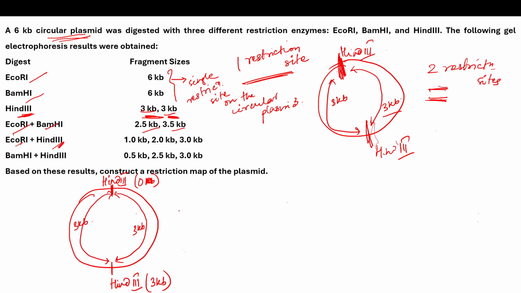Okay, now next, let's look at EcoR1 plus Hin3. We see that EcoR1 and Hin3 together are producing a 1 kb fragment, a 2 kb fragment, and a 3 kb fragment.